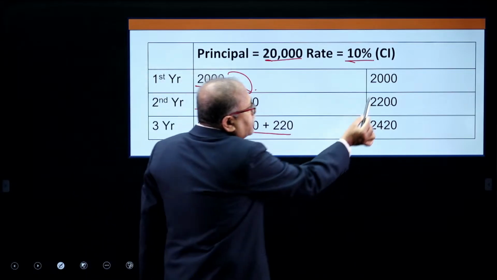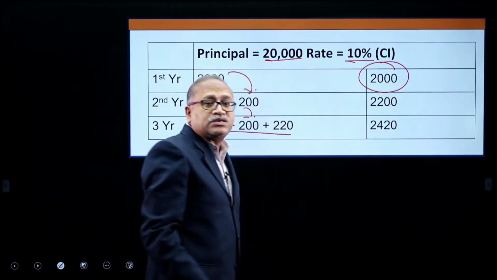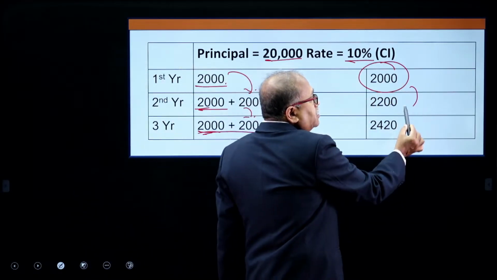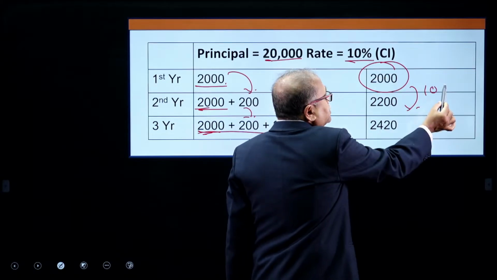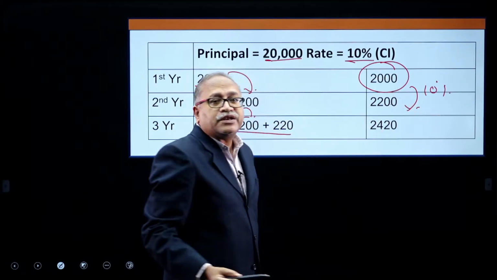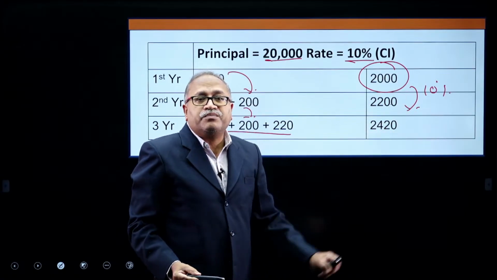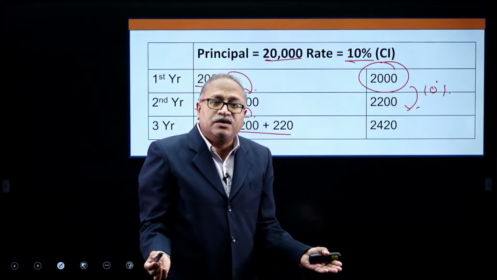So, what happens if I have the first year interest, can I find out the second year interest? It is only the rate of interest, 10%. Calculate 10% of the interest and add it up, and you are getting the second year interest.